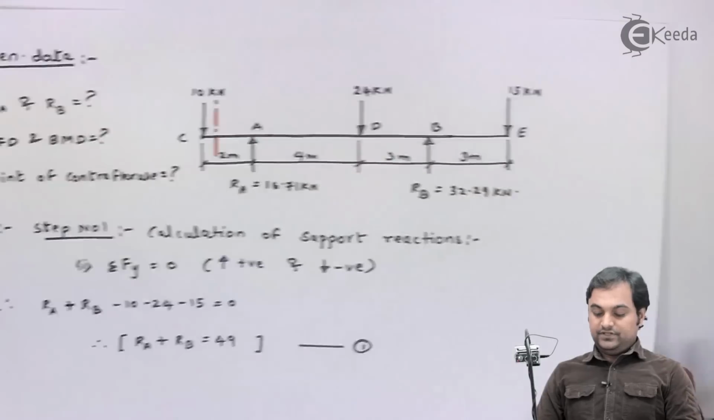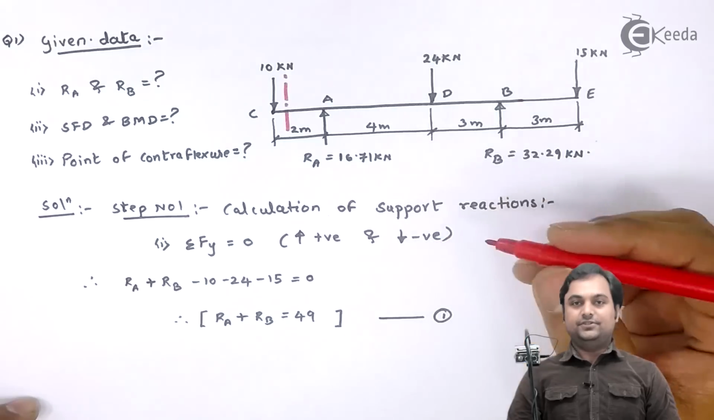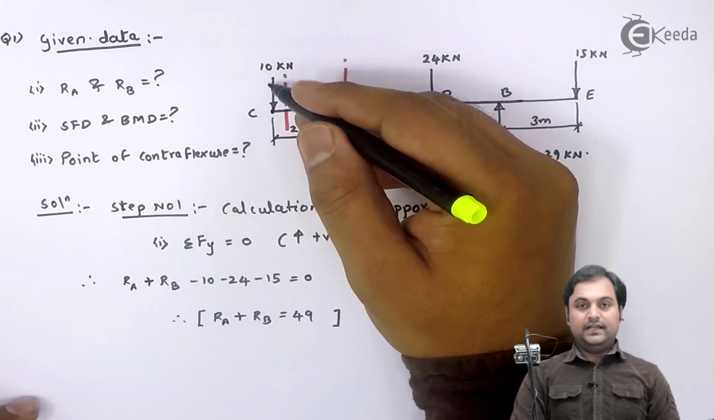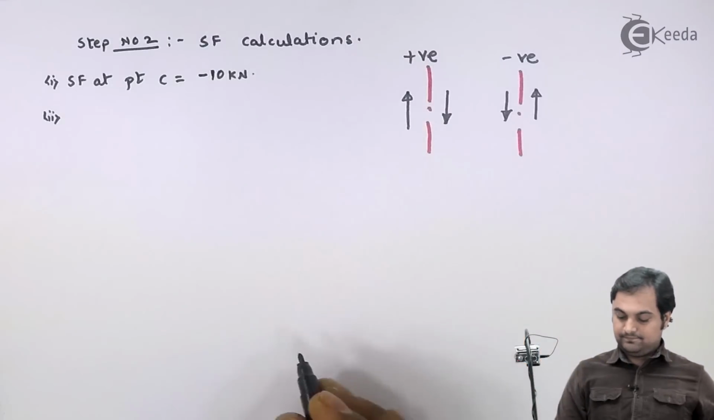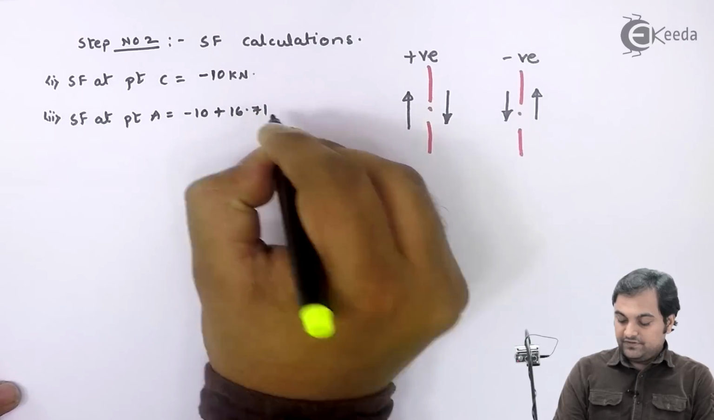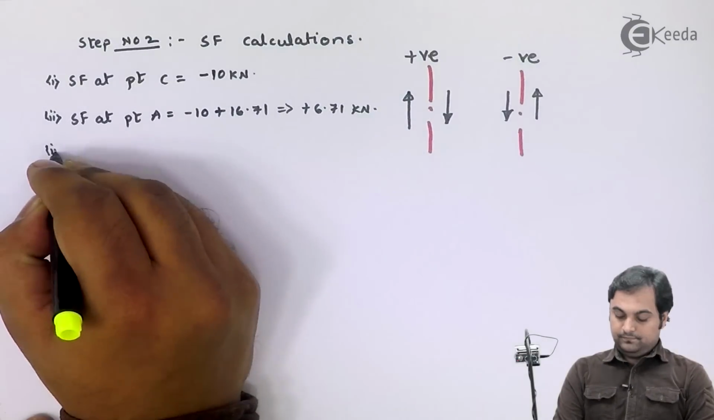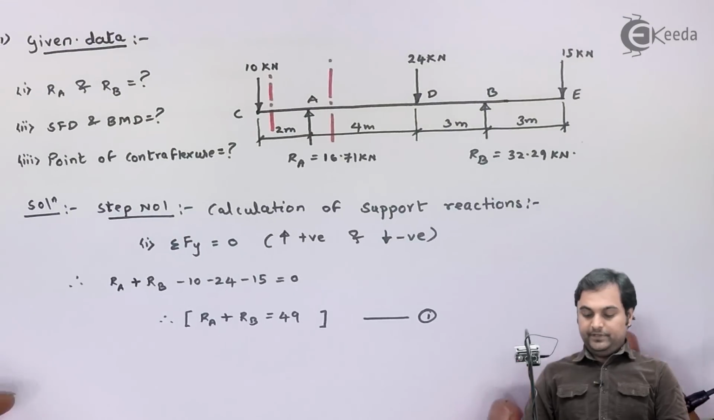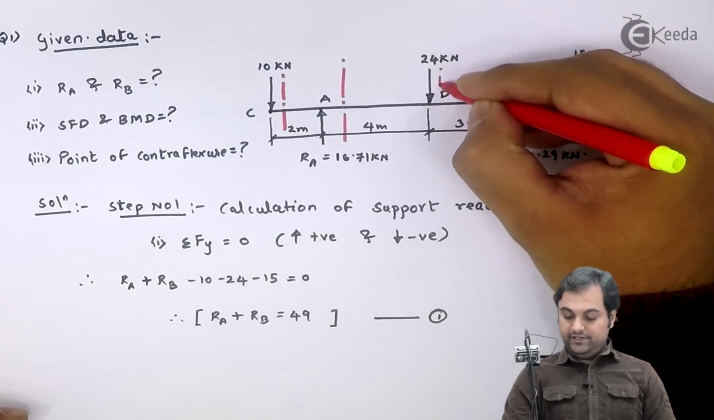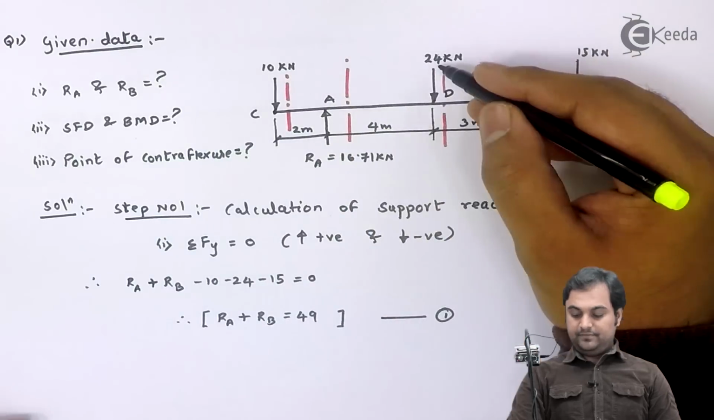Next, this shear force will remain constant between C to A up to left of A. Now when I take the section to the right of A, and if I look to the left of this section, I have minus 10 and plus 16.71. So SF at point A is minus 10 plus 16.71, that comes out to be plus 6.71 kilonewton. Now this value of shear force at point A will remain constant from A to D up to the left of D. If I take the section to the right of D, then I have minus 10 plus 16.71 minus 24.